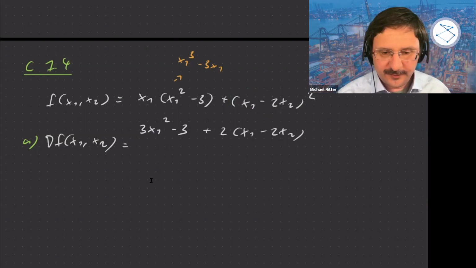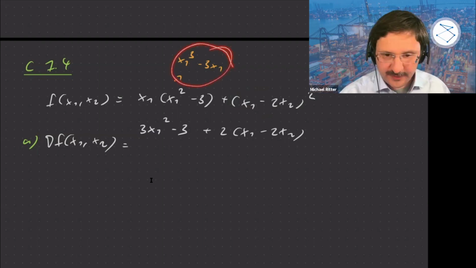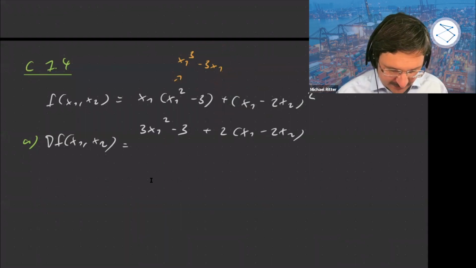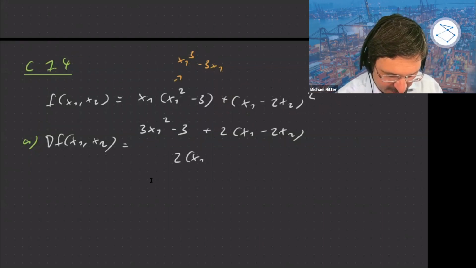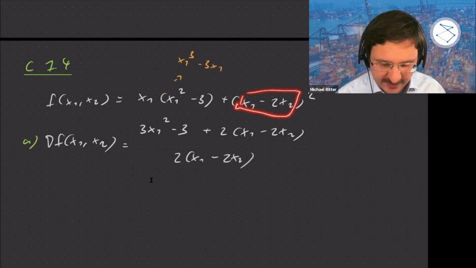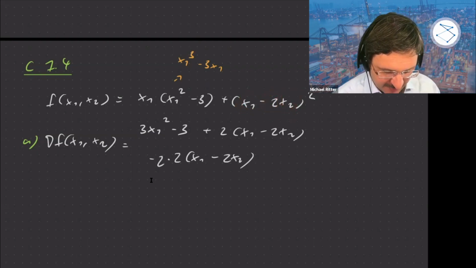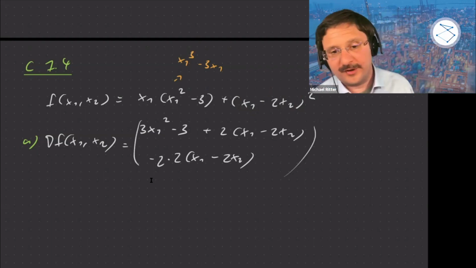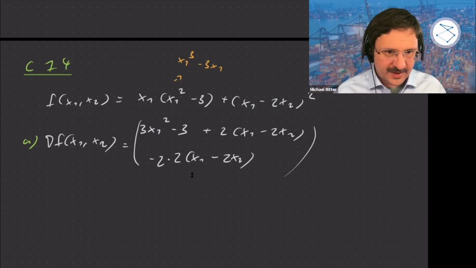For the second part, differentiating with respect to x2, there's no x2 in that first part here, so that just becomes 0. So we only have to consider this one. And again, that's the outer function first, 2 times x1 minus 2x2. And then differentiating that with respect to x2 yields a minus 2. So we get minus 2 times x1 minus 2x2. Okay, so that is the gradient that we get here.